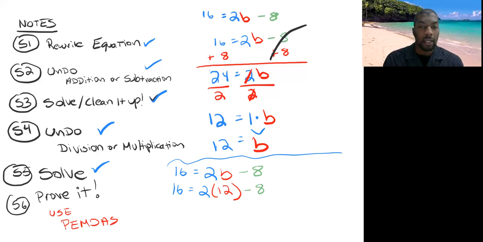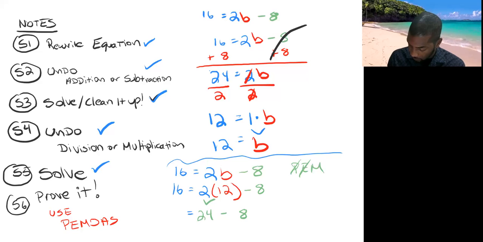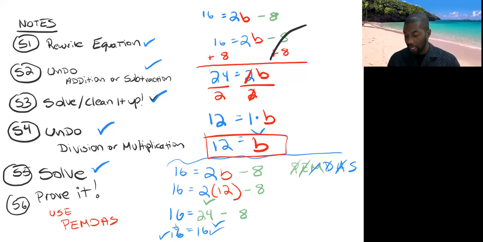Okay. Now I use PEMDAS, right? Do I have parentheses? No. Exponents? Nay. Multiplication? Yay. 2 times 12. 2 times 12 is 24. I rewrite the equation, make it clean. 16 equals 24 minus 8. Do I have division? No. Addition? No. Subtraction? Yes. 24 minus 8 on this side is 16. 16 on this side is 16. We are good. Ladies and gentlemen, the answer is indeed 12 is equal to b.